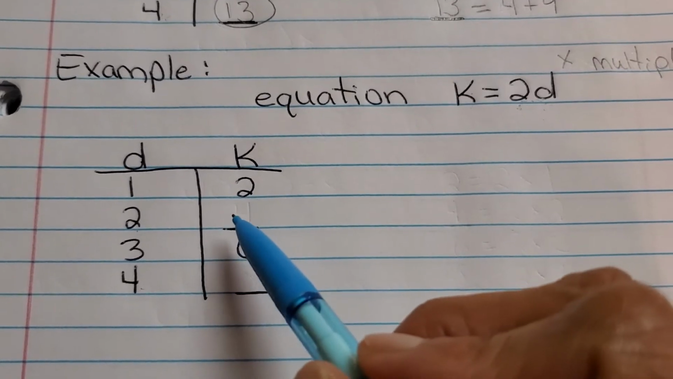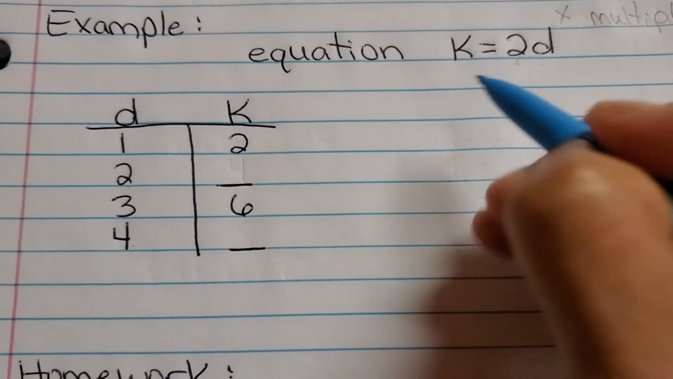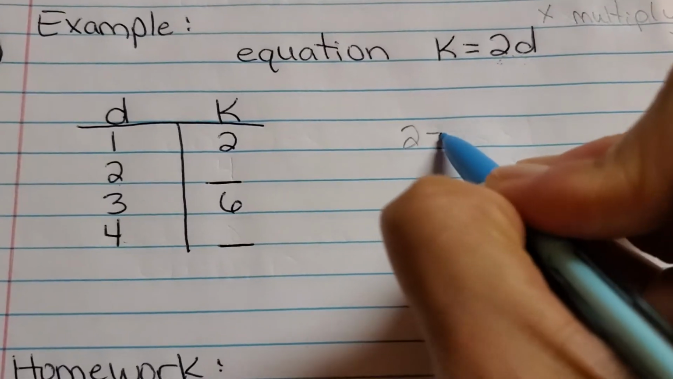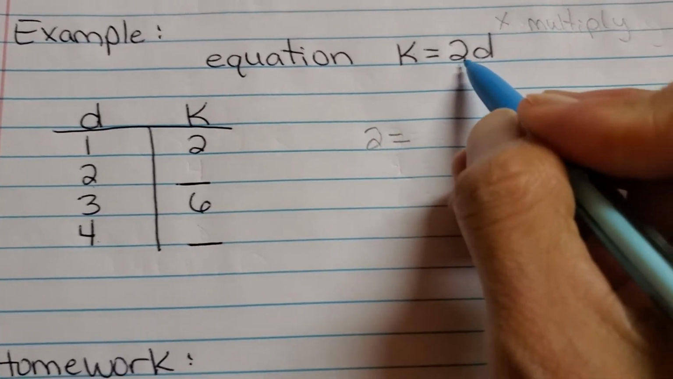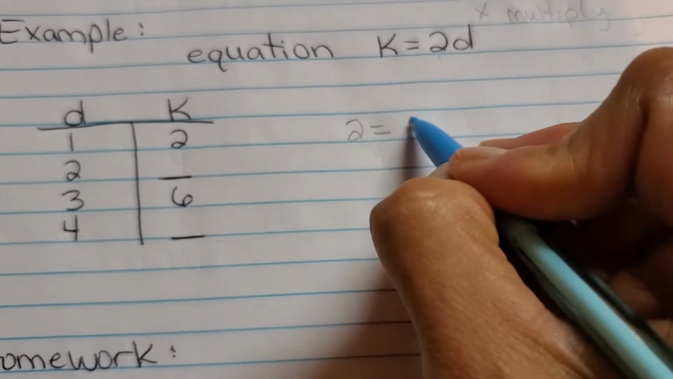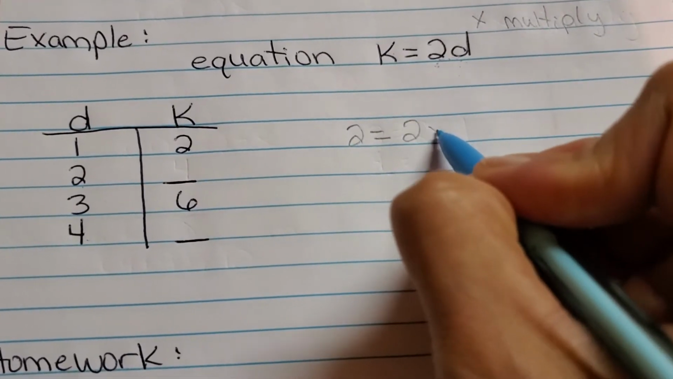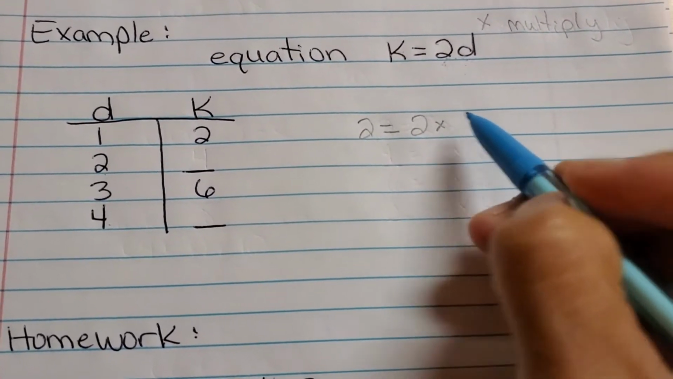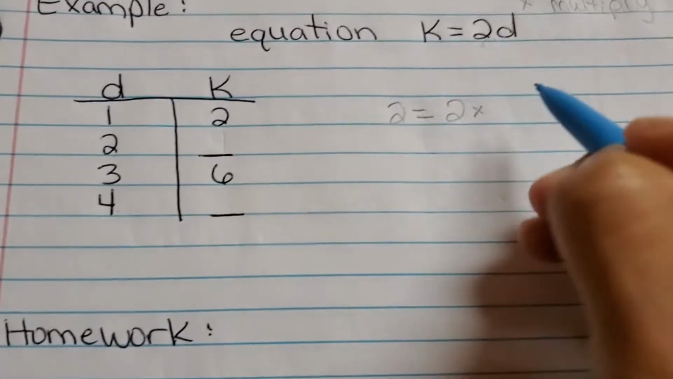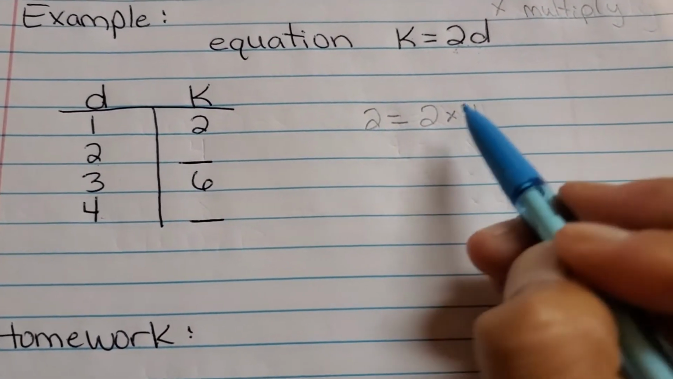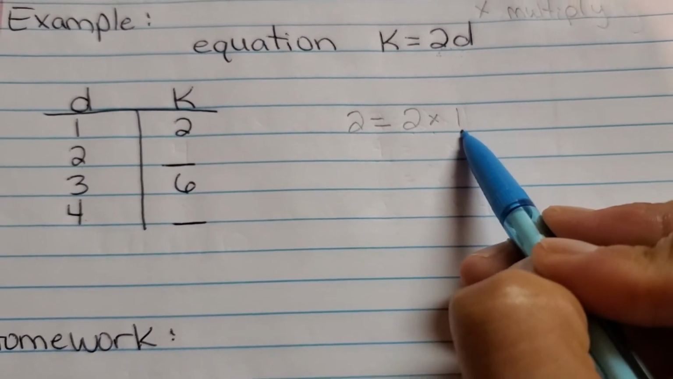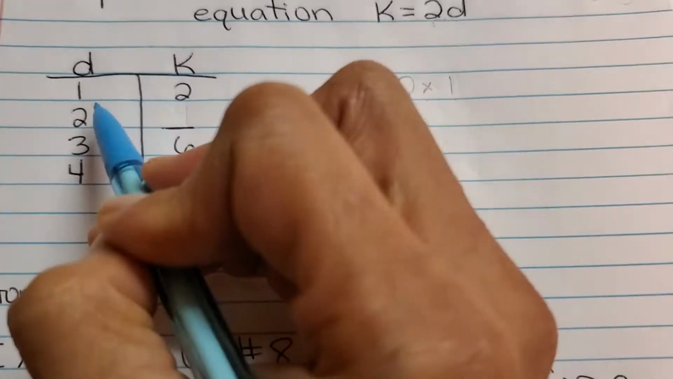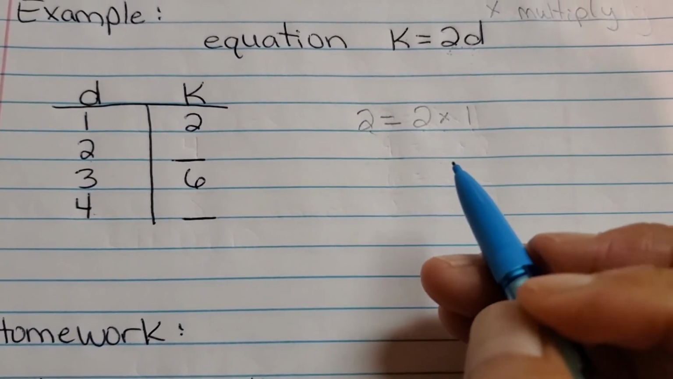So again, K, the first one we know that K is 2. K equals, so we're going to bring down this 2, and we're going to put the multiplication sign just so you know what it means. 2 times. And D, we know that D is 1. So 2 times 1 equals 2. That's how we get these numbers here.